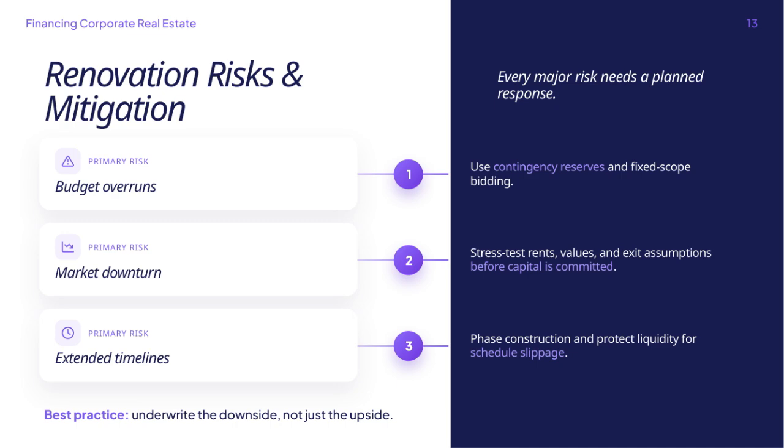Third, extended timelines can cause delays and additional expenses. Phasing construction and maintaining liquidity reserves help address schedule slippage effectively. Overall, the best practice is to underwrite the downside rather than just focusing on the upside, which means planning for the worst-case scenarios to safeguard the project's success.